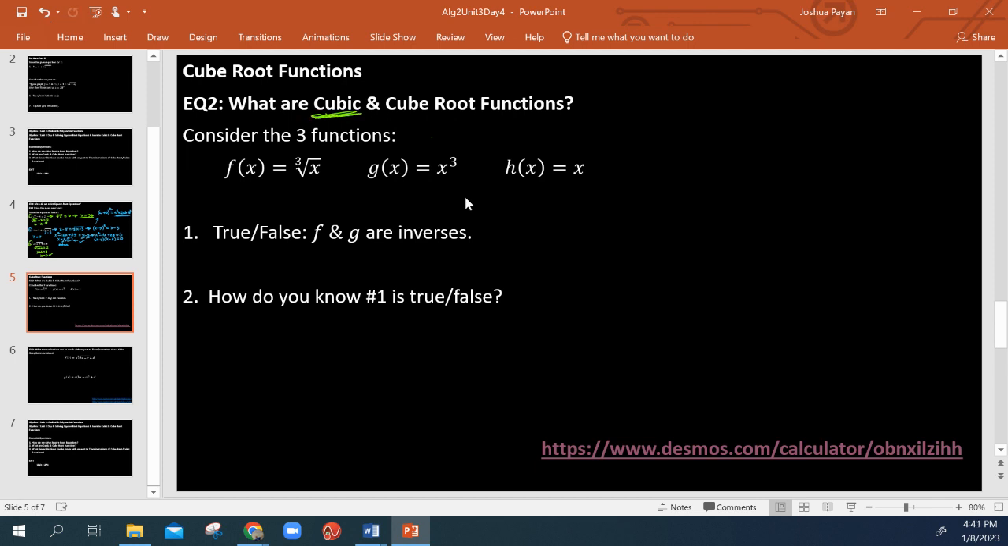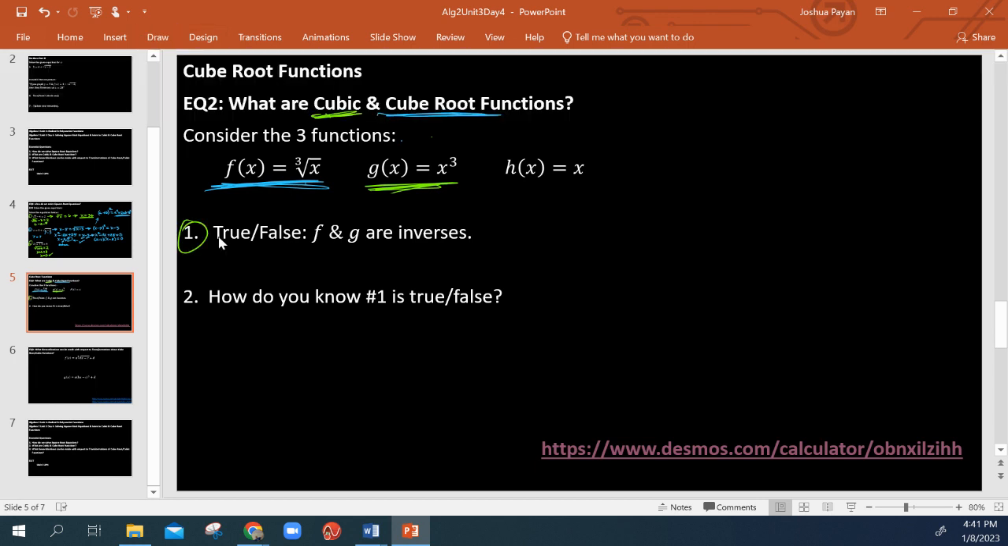So cubic functions are some function of x raised to the third power, cubed, right? Cube root functions, however, are the inverse of that. We're taking the third root or the cube root of the function of x. Okay?